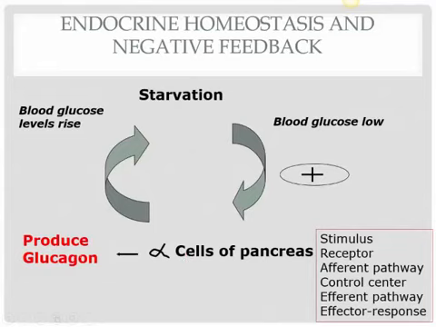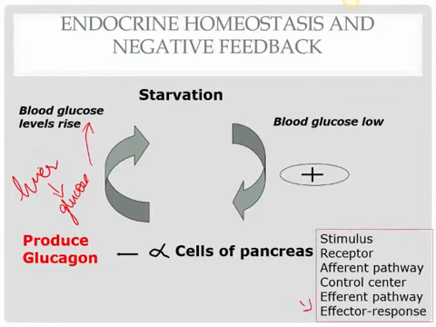So the pancreas acts as the control center, and the alpha cells in the pancreas are the receptors. They immediately secrete a hormone which is known as glucagon. What glucagon does is it goes to the liver, which would be the effector. It causes glucose to be released from the liver, because the liver stores glucose in the form of something known as glycogen. Glucose from the liver is released and your blood glucose levels rise.